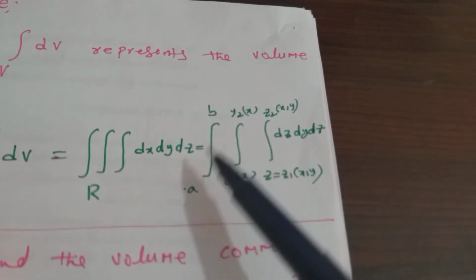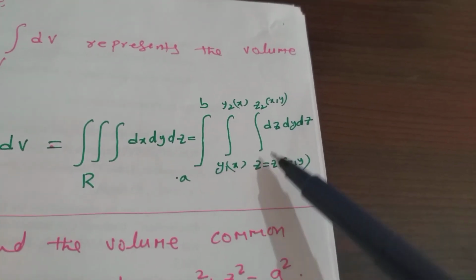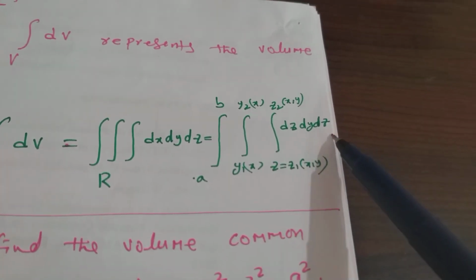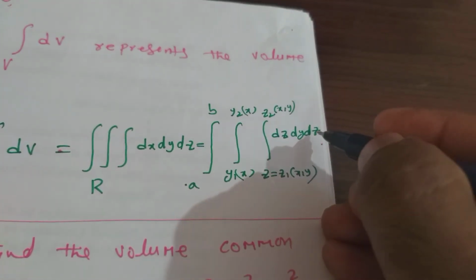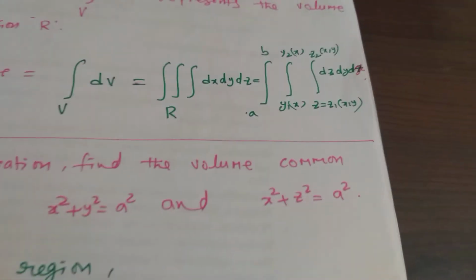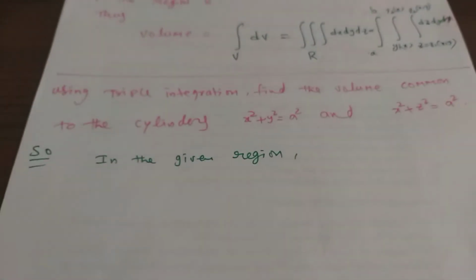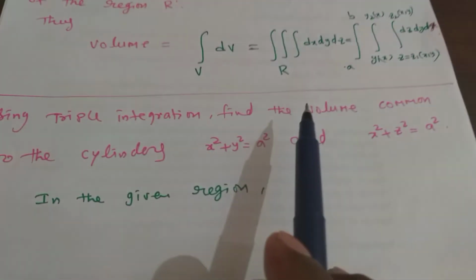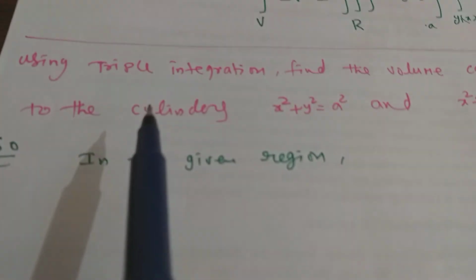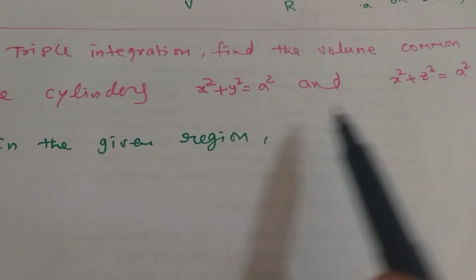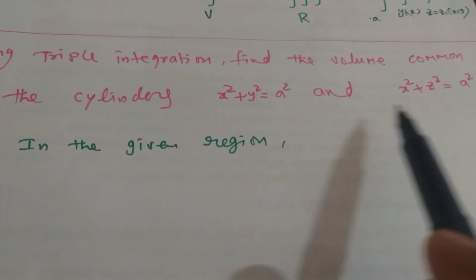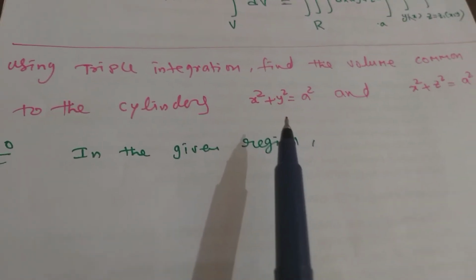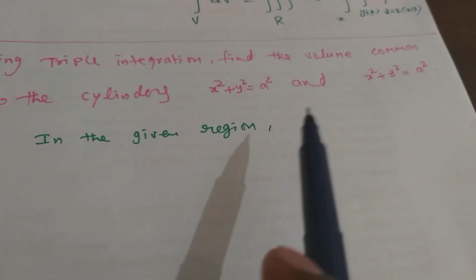So these are limits of x, these are limits of y, and these are limits of z, integrating with respect to z first, then y, and then x, right? So let us see a problem. Using triple integration, find the volume common to the cylinders. These are the two cylinders. So find the volume of the region bounded by these two cylinders.